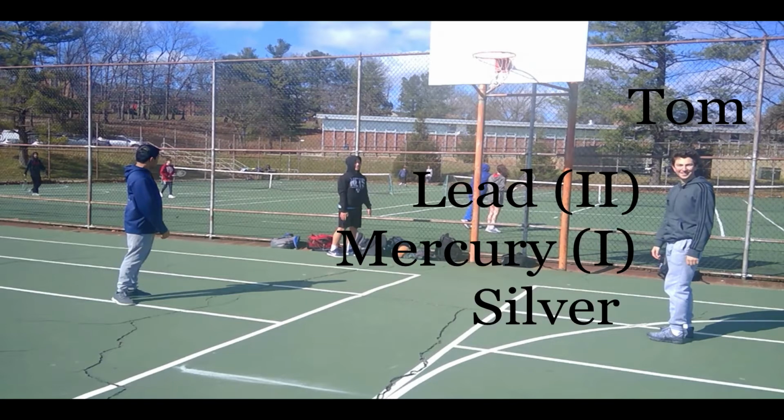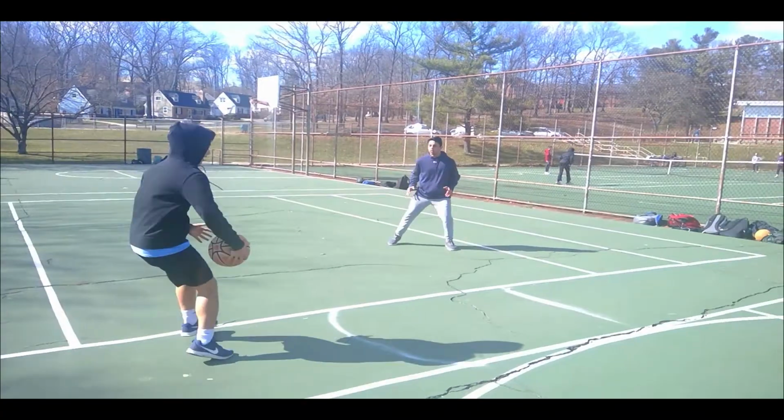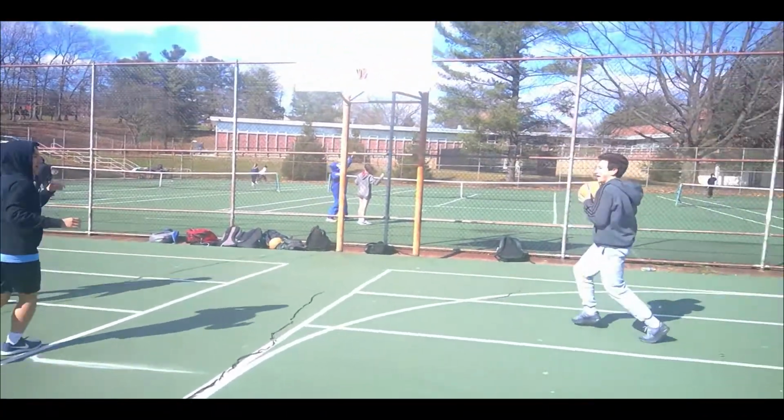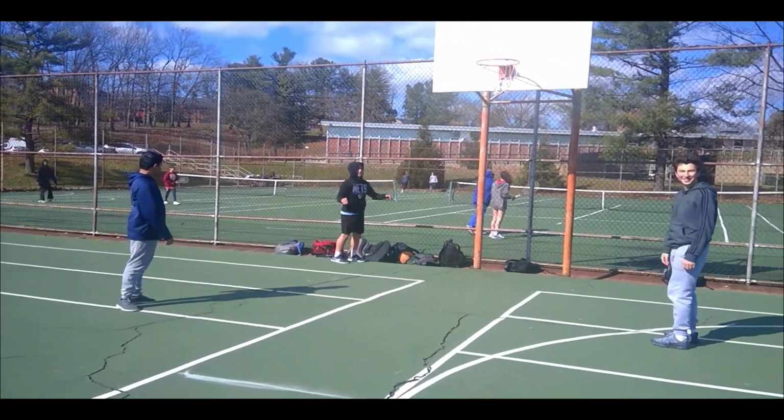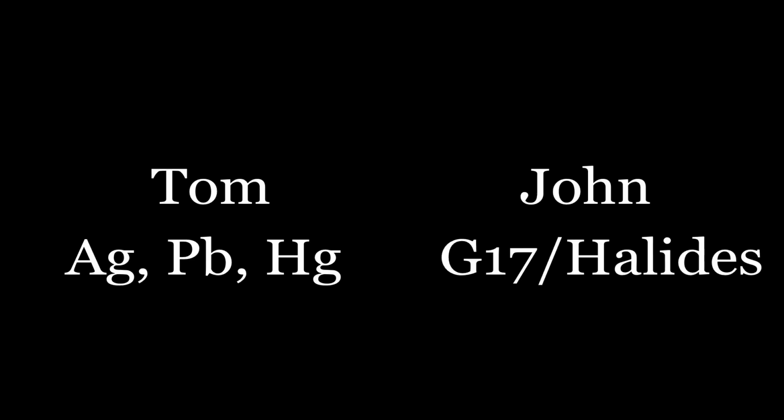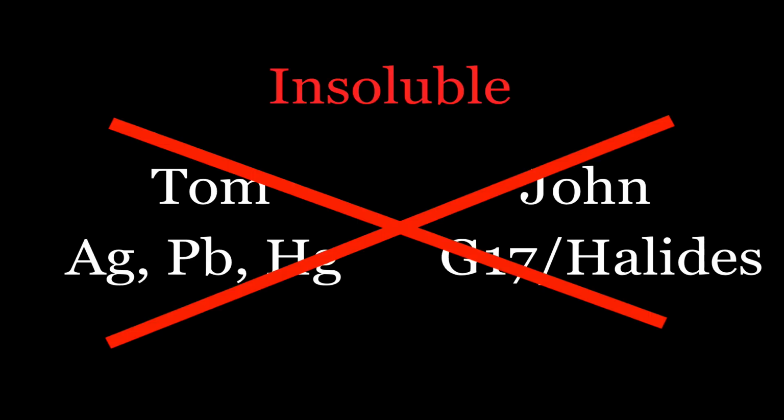Now let's see what happens when John tries to execute the same play from before, but this time with Tom. As we can see, it didn't go too well. Tom and John just don't get each other. The two are simply insoluble.